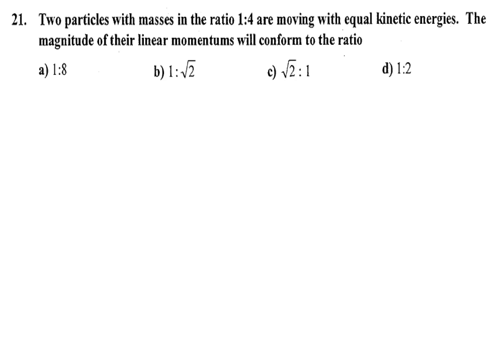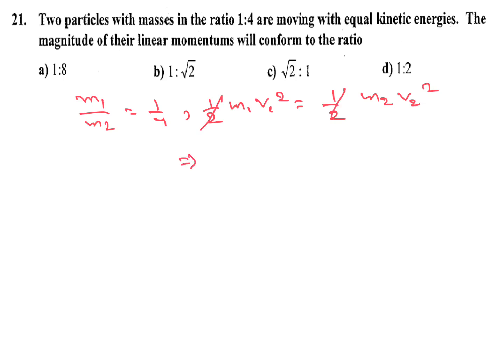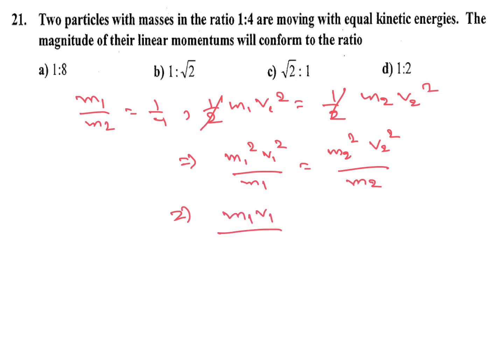Two particles with masses, so M1 by M2 is 1 by 4, with equal kinetic energy. Half M1 V1 square equals half M2 V2 square. Multiply and divide M1 on one side, and multiply and divide M2 on the other. So (M1 V1 by M2 V2) square, the ratio of linear momentum squared, is M1 by M2. This is 1 by 4.